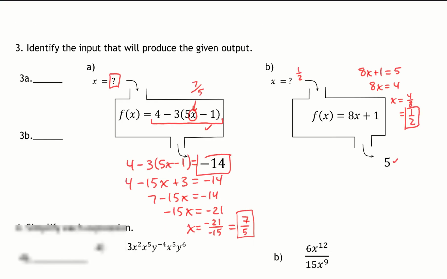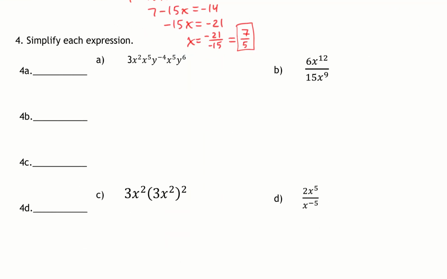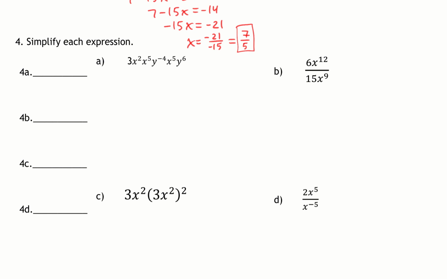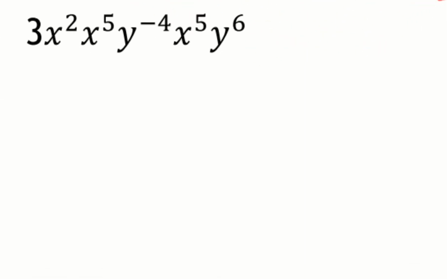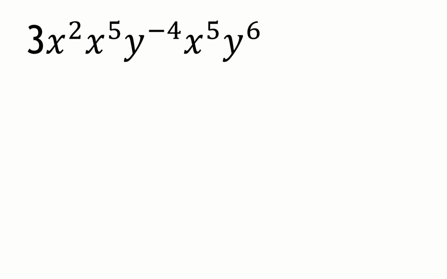All right, moving on to question 4. There were 4 parts to 4, A, B, C, and D. Let's look at the first one. On this first one, the only numerical coefficient I see is 3. That 3 is not going to be multiplied by anything else. So I'll remember there's going to be a 3 in my answer. That's going to be the leading term.